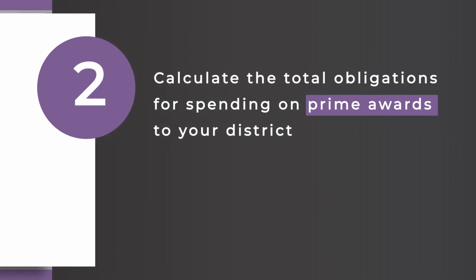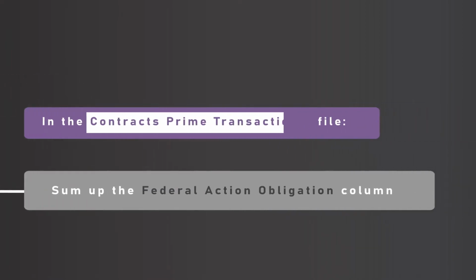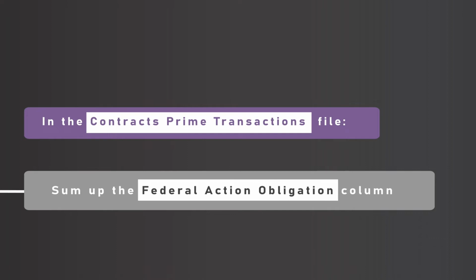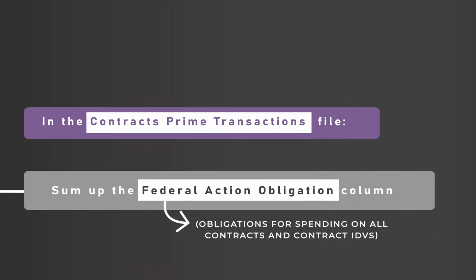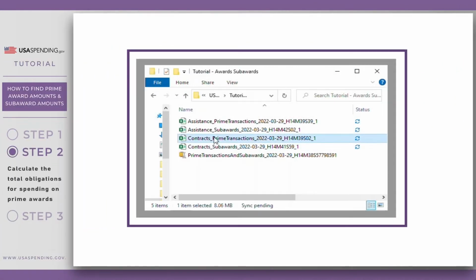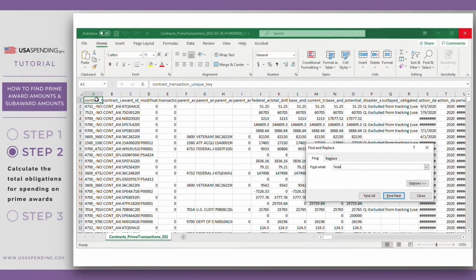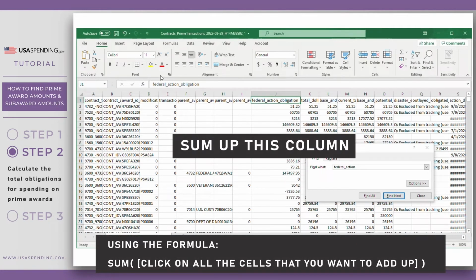The second step is to calculate the total obligations for spending on prime awards to your district for your selected time period. In the Contracts Prime Transactions file, you'll sum up the Federal Action Obligation column. Open the Contracts Prime Transactions file. Press Ctrl F to find the Federal Action Obligation column, and sum up this entire column.